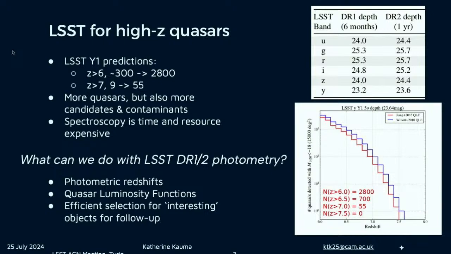So that's really great. More quasars means we can do better science. We'll have more statistical samples. But it also means that we'll have more candidate quasars, and most of those will be contaminant sources, things that aren't actually quasars and that we don't care about. And the spectroscopy needed to follow up and figure out what are the quasars and their properties is really time and resource extensive. So we won't be able to get spectra of everything, which is a common theme among these talks. So my project is focusing on what we can do with the photometry from the first and second data releases from LSST. So these are just some of the things: photometric redshifts, quasar luminosity functions, and efficient selection for interesting objects for follow-up.